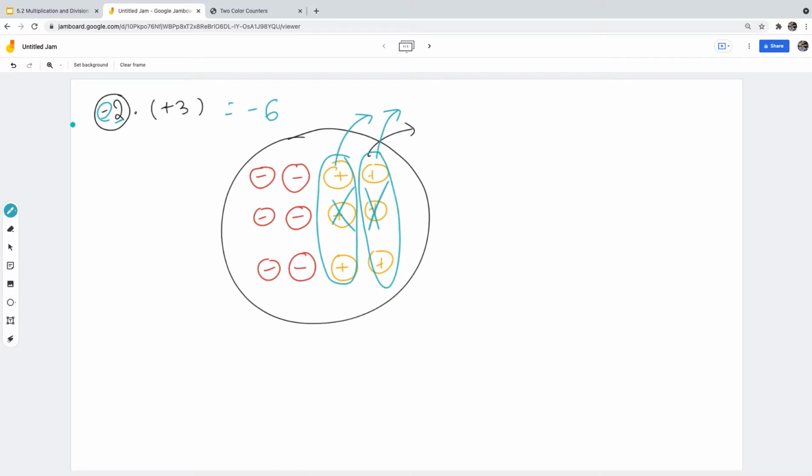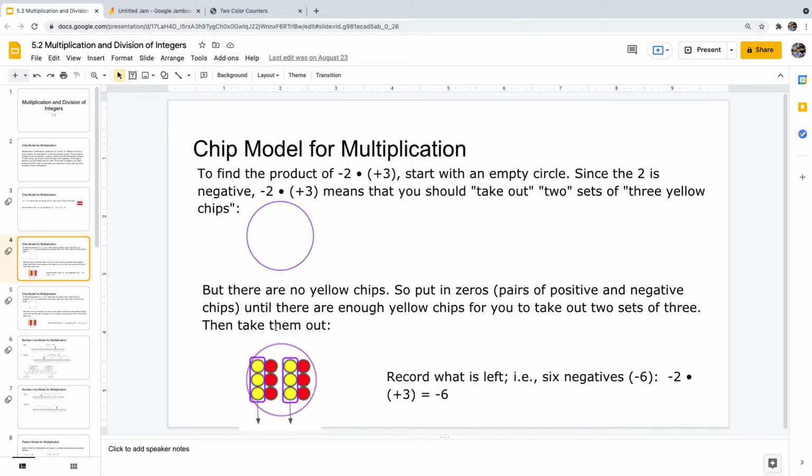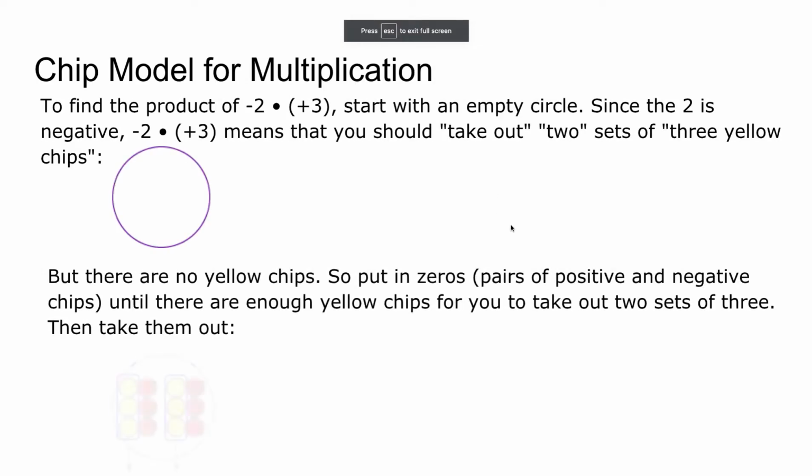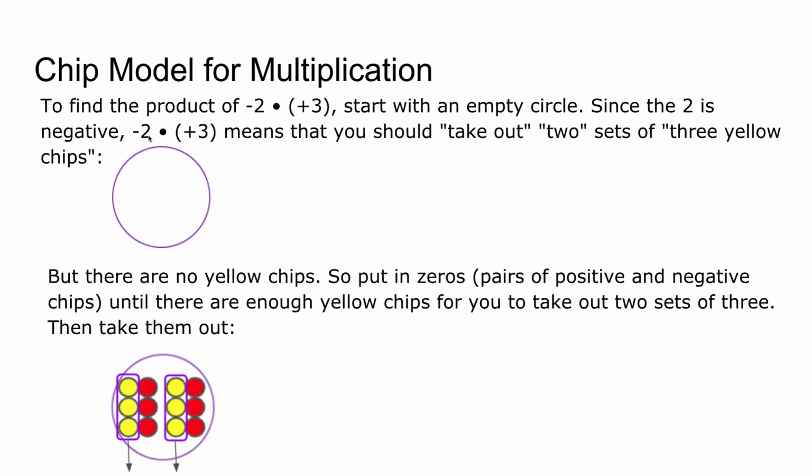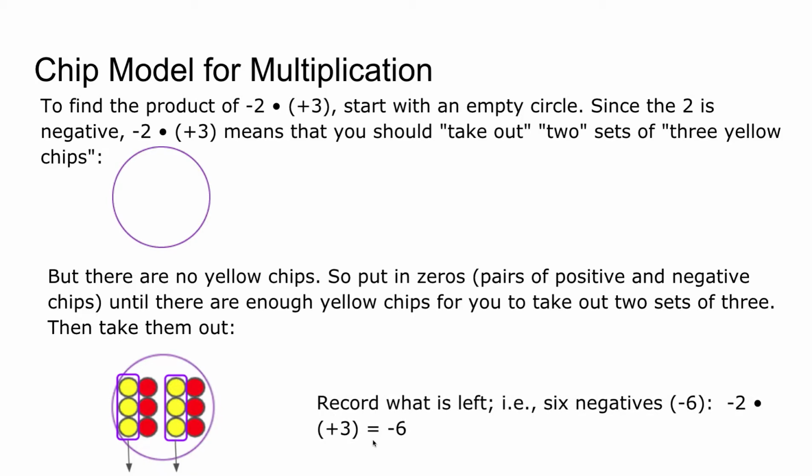Okay, so I'm gonna show you that here. The same thing, right? This is still 0 because they are all paired up. So that's 0. But since I need to show two groups of 3 taken out, I can take out two groups of 3 here, and what is left? Two groups of red. So negative 6 is left. That's how you can get that answer.